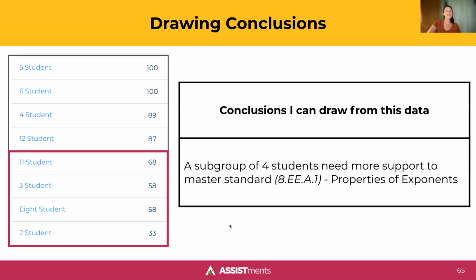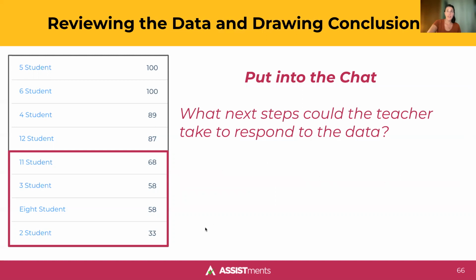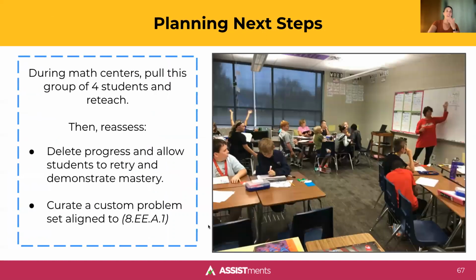Conclusions might be that a subgroup of 4 students or more in this class need more support to master that standard on properties of exponents before they can move on with the next lesson that the teacher is going to teach them. So just given time, I'm going to move on to the next section here on what could we do. So you could have math centers in your classroom, pull this group of 4 students and then reteach.